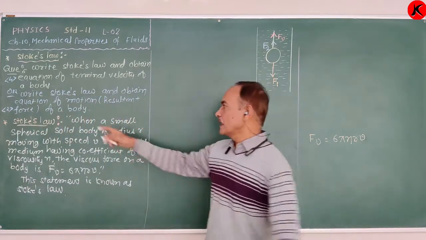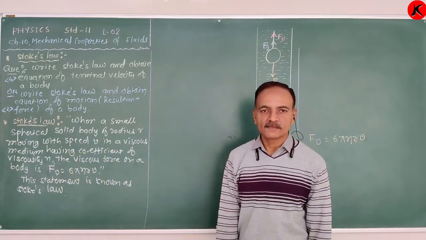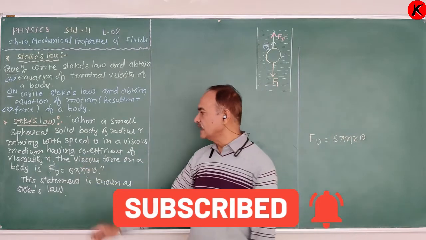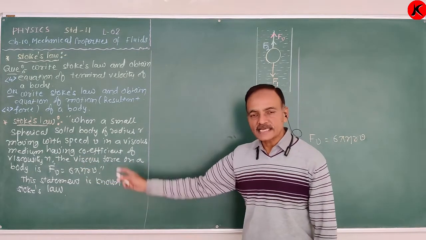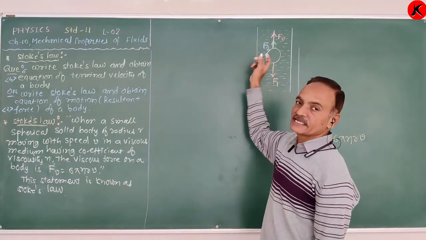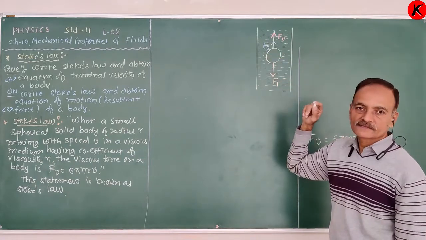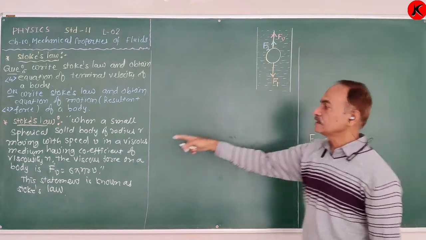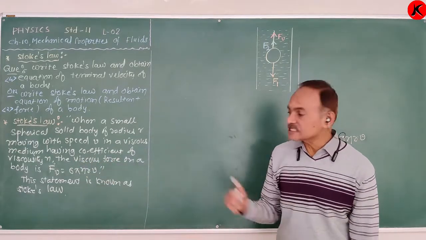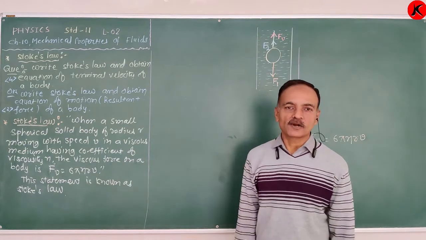Again, the statement is that when a small spherical solid body of radius r moves with speed v in a viscous medium having coefficient of viscosity eta, the viscous force on the body is Fv equal to 6 pi eta rv. This statement is known as Stokes law. The statement is quite lengthy but very easy. Keep in mind this figure so we can easily understand. We have to accept this equation of the resistive or viscous force acting on a body directly, without any proof.